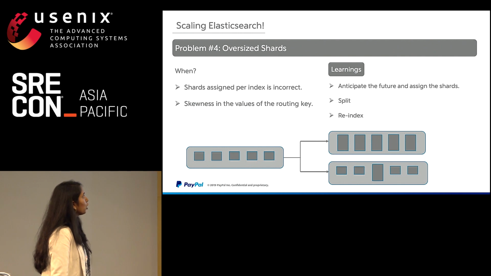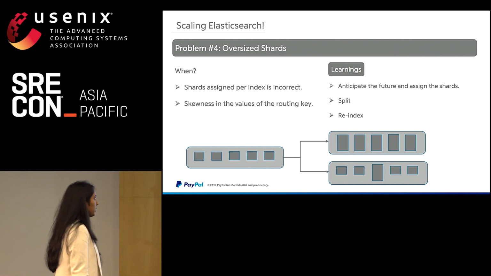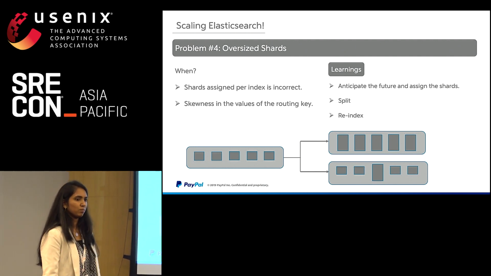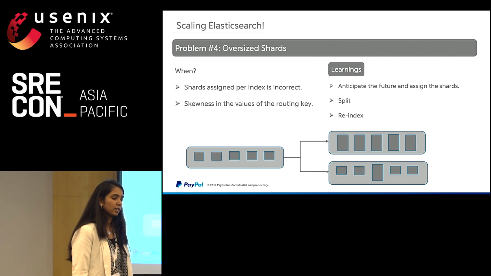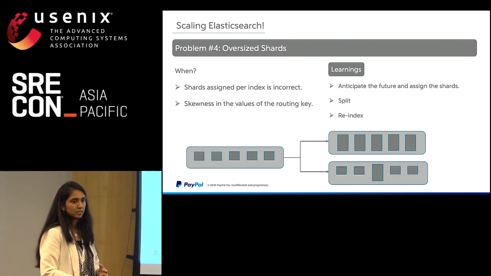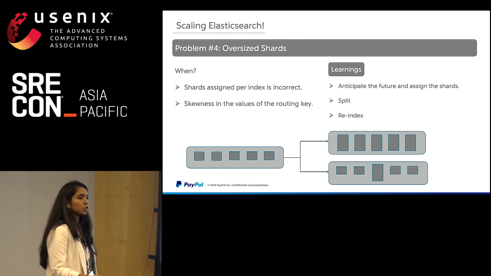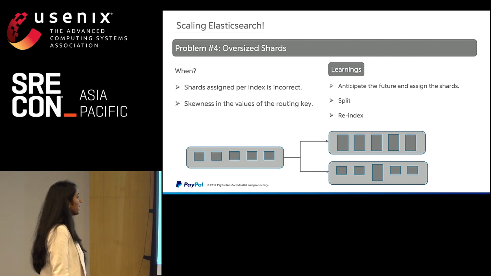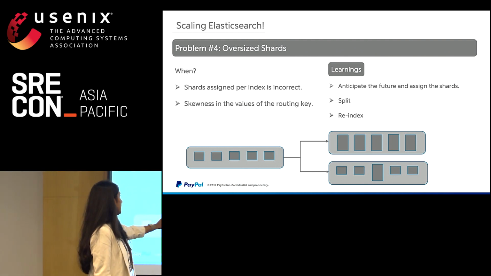Problem number 4, the oversized shards. So we have been hearing about shards quite often. And why does it matter? Why are shards so important? Like we were telling, it helps you distribute the load. You have an index that is distributed across multiple nodes, ensuring high availability. And then when you do that, you might land into any of these problems as you see in the picture.